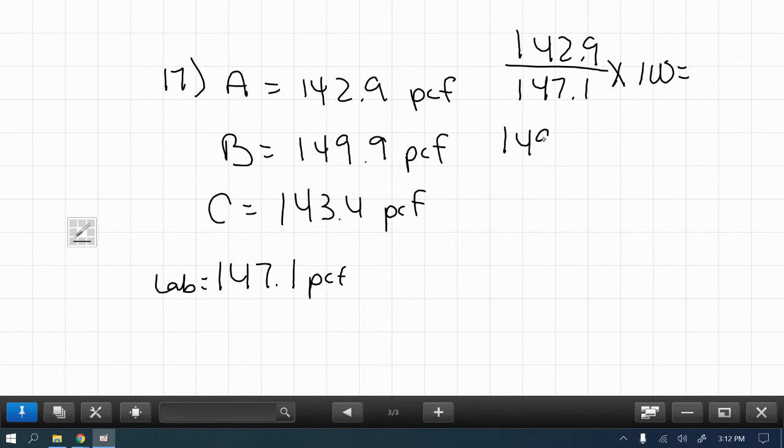Second one, we just did it in class and I had them turn it in. 149.9, 147.1 times 100. So I'm going to do A, B, and I'm just going to do it right off to the side. And C.